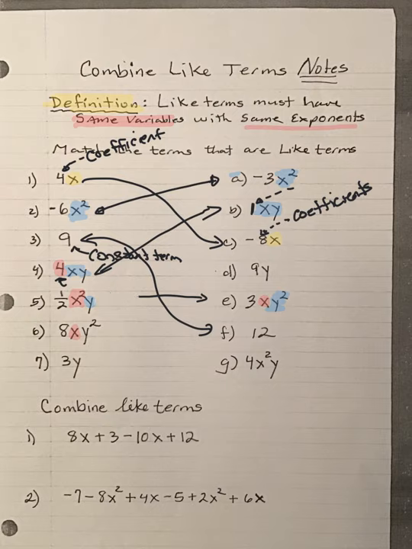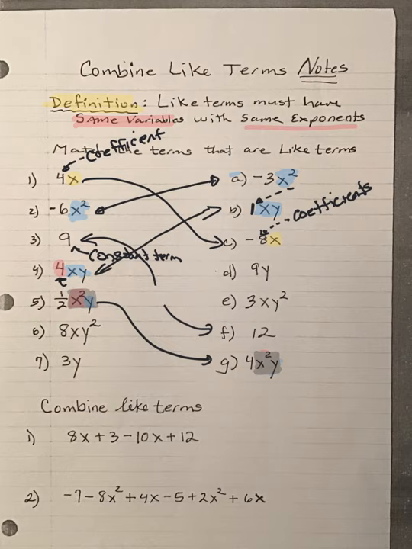So which one matches up with number 5? Which one has the same exact identical variables? That would be 5 with G. Let's take a look. This one has an x squared. This one has an x squared. This one has just a y. That one has just a y. So notice they have exactly the same variables with exactly the same exponents. Their coefficients are different, which is fine, but the variables match perfectly.